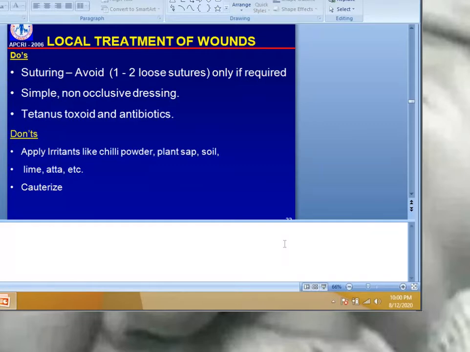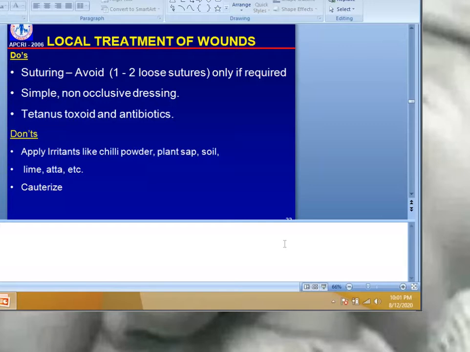If it is a very big lacerated wound, you have to apply 1 or 2 sutures only if required. Apply a simple non-occlusive dressing, and give tetanus toxoid and antibiotics. Don't apply irritants like chili powder, plant soap, soil, lime, etc., and cauterization should not be done.